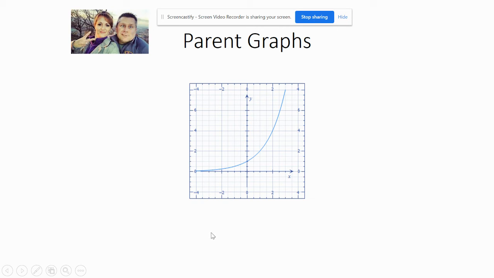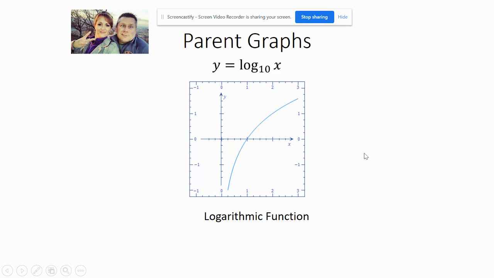Here we have an exponential function, which means the variable is in the exponent. We'll cover this probably at the end of the year. Notice there are no negative y values on this particular one, but a negative x makes a fraction, really tiny numbers. It goes to infinity out here and it goes to infinity at the top. And then we have the logarithmic function, which is the inverse of the exponential one that we just saw. On this one, notice there are no negative x values.